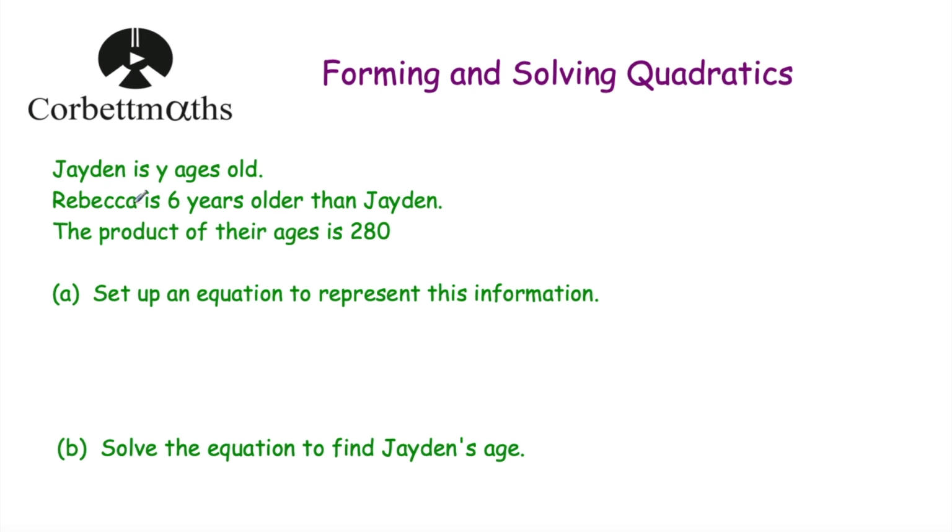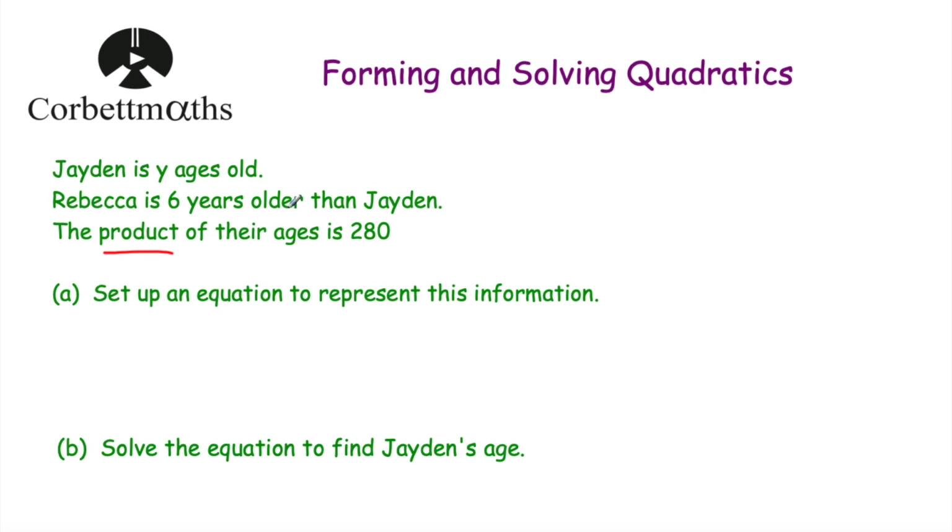So our first question says, Jaden is y years old, and Rebecca is 6 years older than Jaden, and the product of their ages is 280. And part A says, set up an equation to represent this information. So you want to set up an equation with this information that we've been given. So Jaden is y years old, Rebecca is 6 years older, and the product, remember the word product in maths means what you get when you multiply two numbers together. So the product of their ages is 280. So when we multiply their ages together, the answer will be 280.